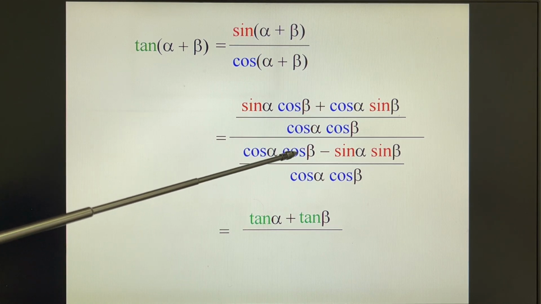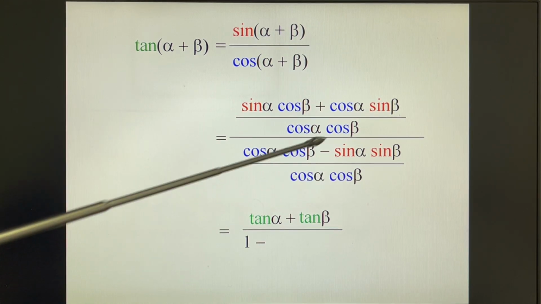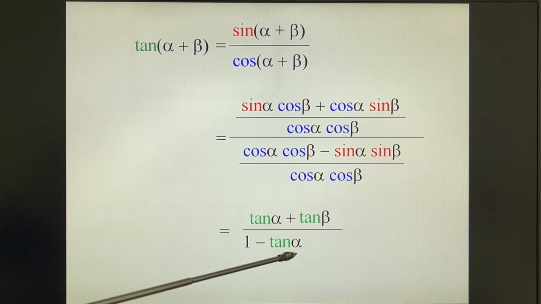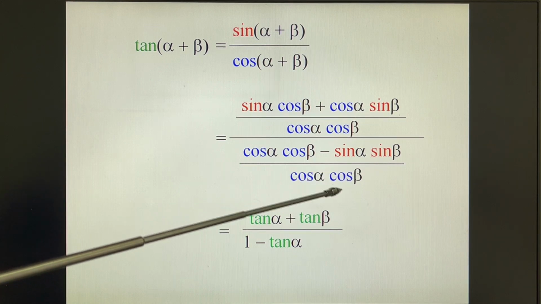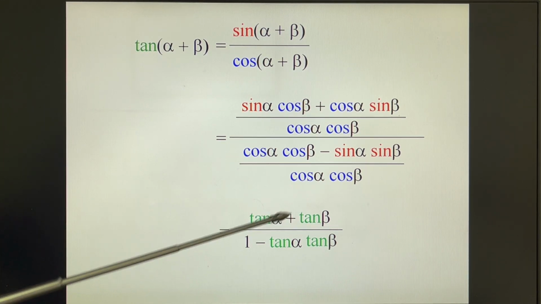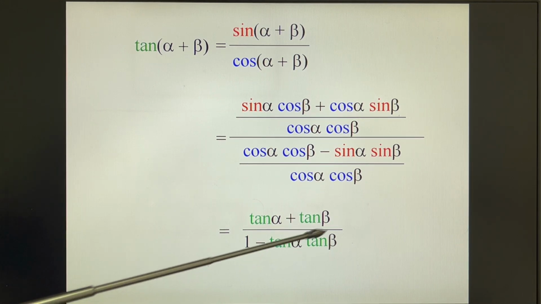Cosine alpha cosine beta over cosine alpha cosine beta is 1. Minus sine alpha over cosine alpha, tangent alpha. Sine beta over cosine beta, tangent beta. That's it. So tangent alpha plus beta equals tangent alpha plus tangent beta over 1 minus tangent alpha tangent beta.